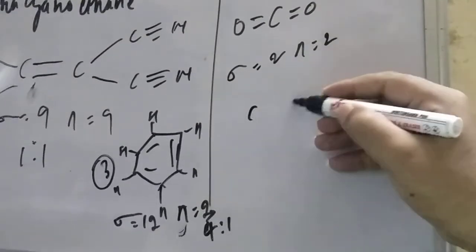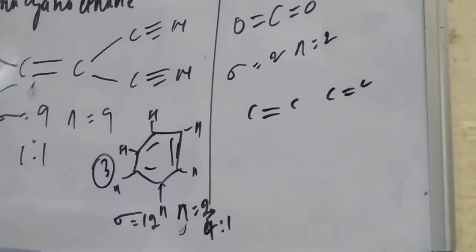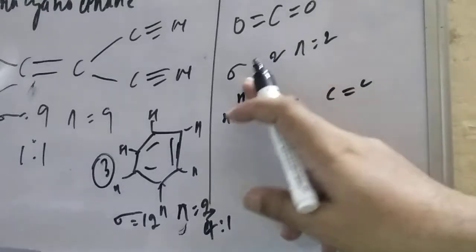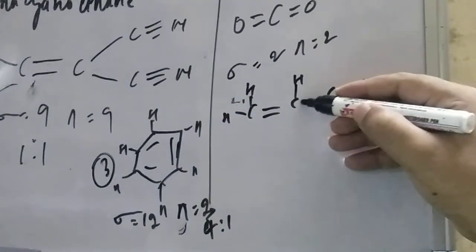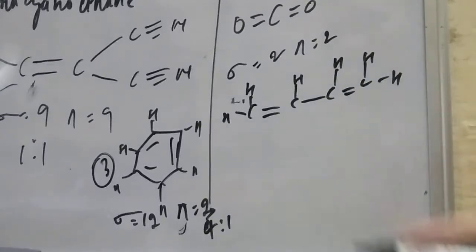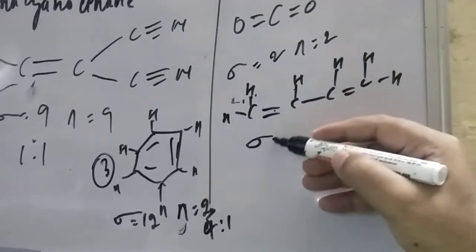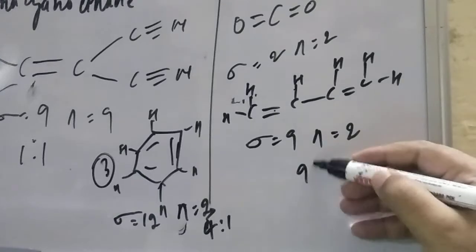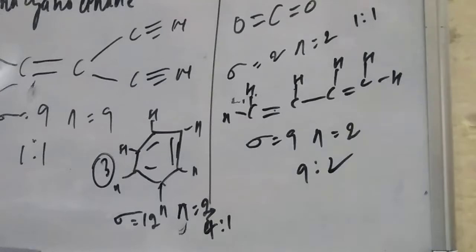Now the last one, student, 1,3-butadiene. Meth, eth, prop, but, and the double bonds are at the 1st and 3rd positions, and the rest will be hydrogen. You balance with the valency of carbon, 4 bonds. Here is 1 hydrogen, here is a single bond, here is 1 hydrogen, and this side hydrogen. So you check out the sigma bonds, student: 1 2 3 4 5 6 7 8 9. Sigma bond is 9, and pi bond is 2. So the ratio is 9:2.